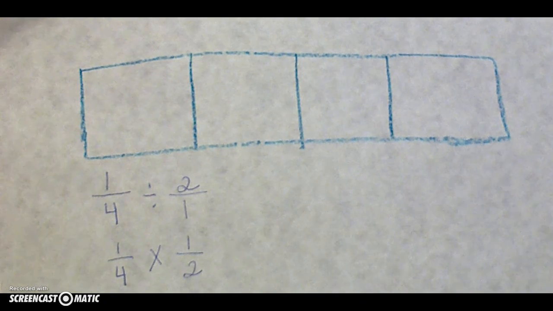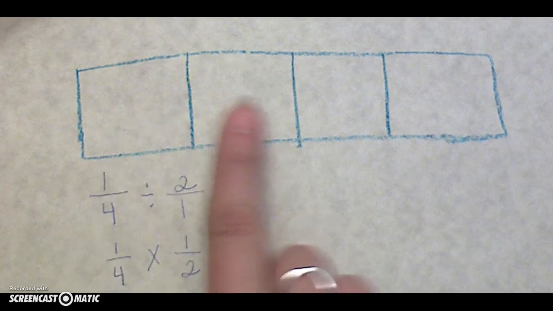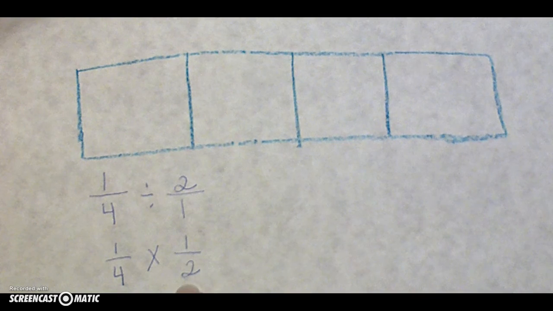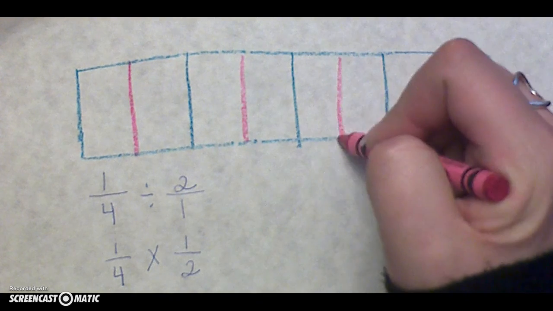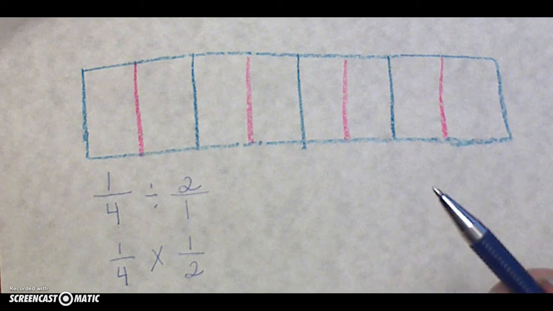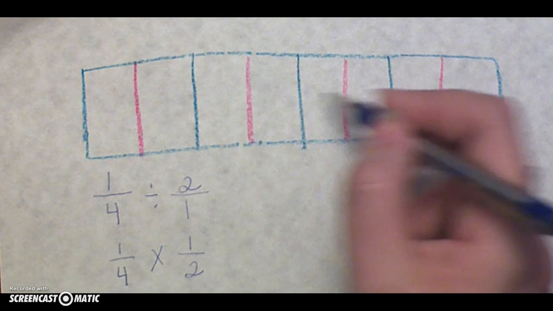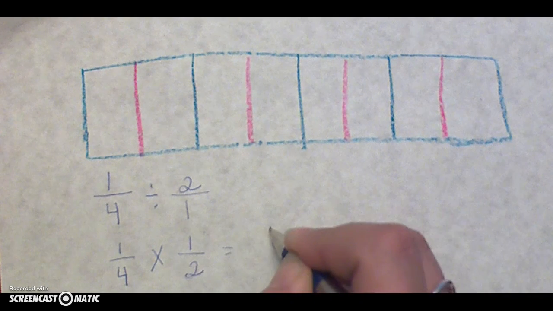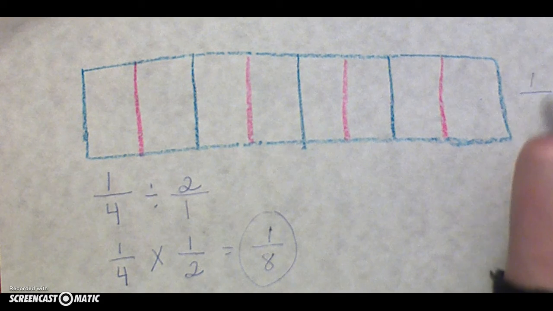Okay, so now I'm going to go back. So what this is saying to me is I want to take each of my quarters that I already divided my rectangle into and divide each of those in half. So each of those will be divided into halves, and then I'm going to go ahead and count those off. 1, 2, 3, 4, 5, 6, 7, 8. My fraction is 1/8 to show my answer of 1/8.